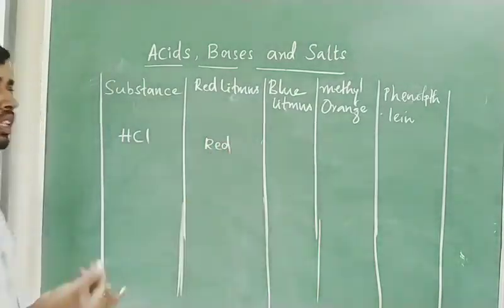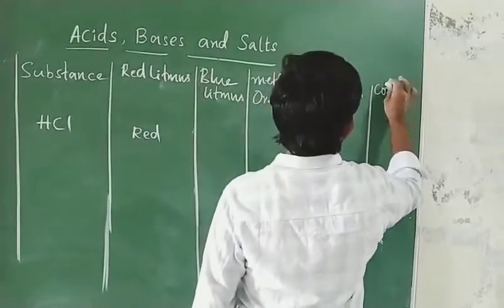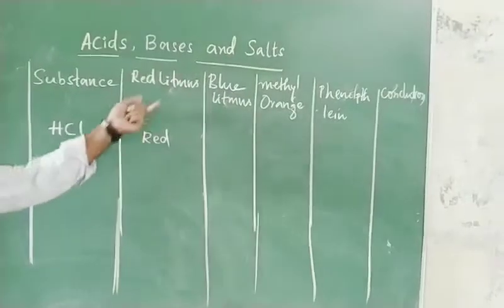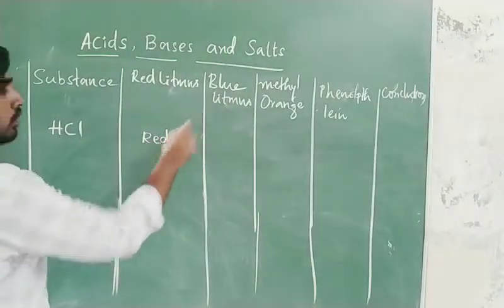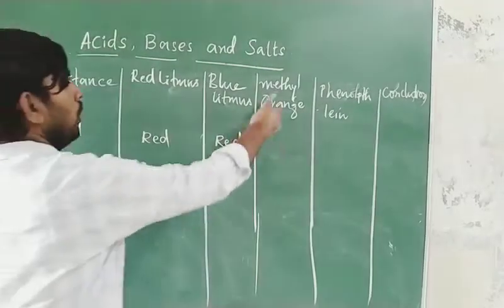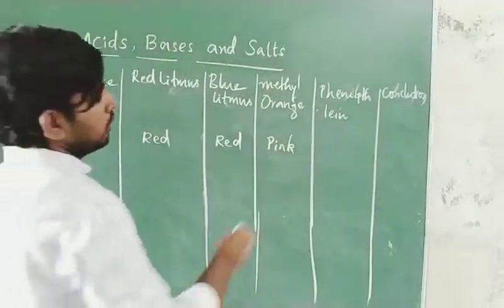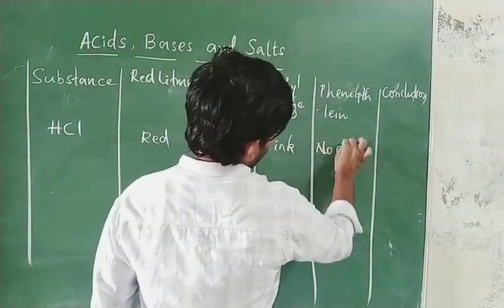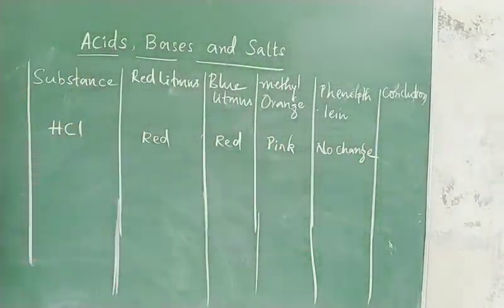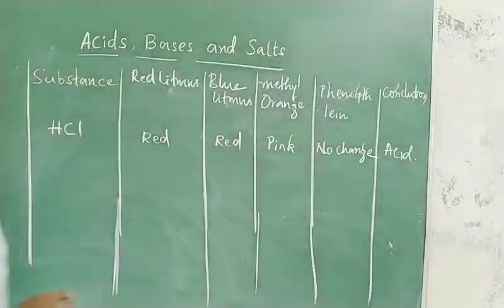It remains red, meaning what is the condition? Conclusion you can write here. It shows the red color. Okay, if you are adding blue also, it turns to red. Methyl orange will show pink color. Phenolphthalein will show no change. Then what is the nature? Nature of the substance is nothing but acid. If it is an acid, this is going to occur.